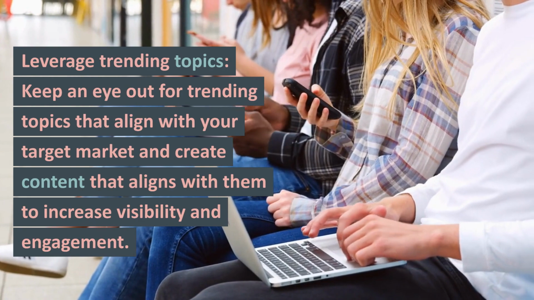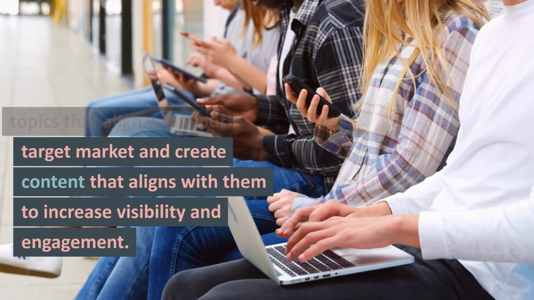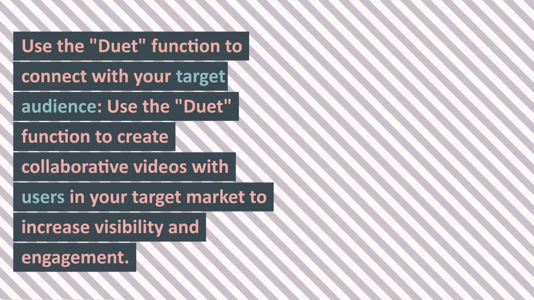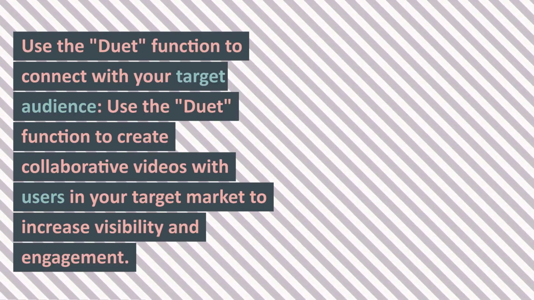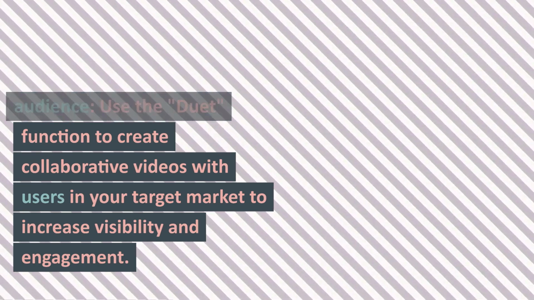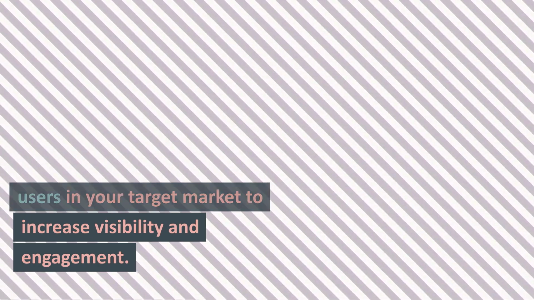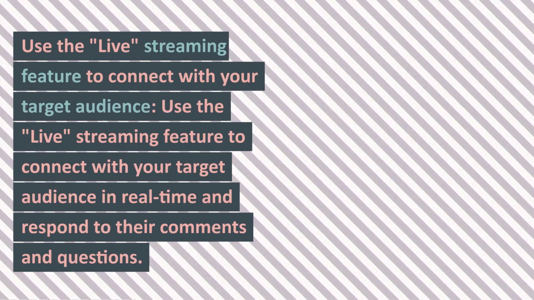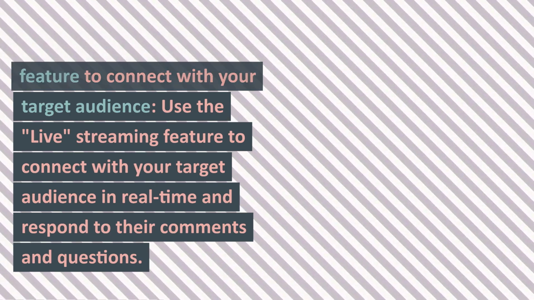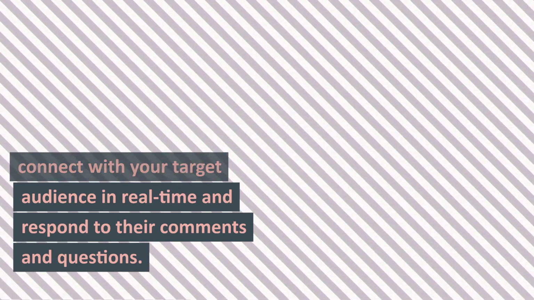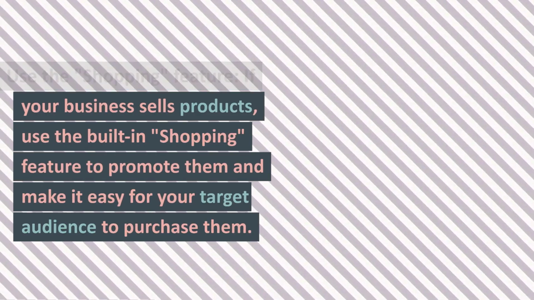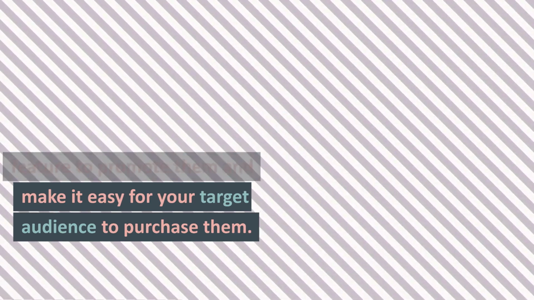Keep an eye out for trending topics that align with your target market and create content that aligns with them to increase visibility and engagement. Use the Duet function to connect with your target audience. Use the Duet function to create collaborative videos with users in your target market to increase visibility and engagement. Use the Live streaming feature to connect with your target audience. Use the Live streaming feature to connect with your target audience in real time and respond to their comments and questions. Use the Shopping feature. If your business sells products, use the built-in Shopping feature to promote them and make it easy for your target audience to purchase them.